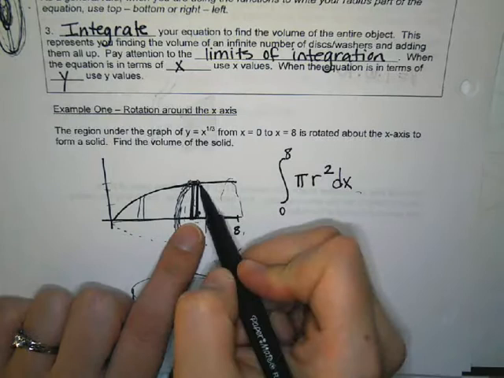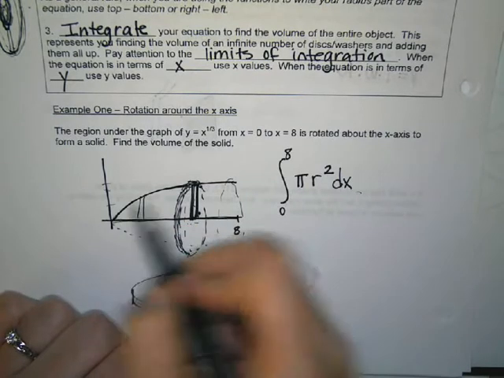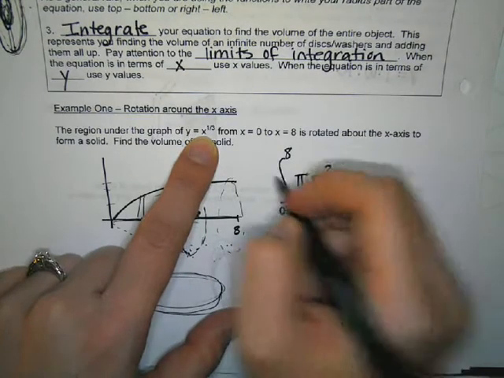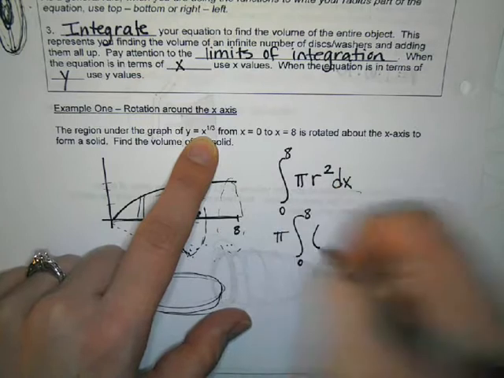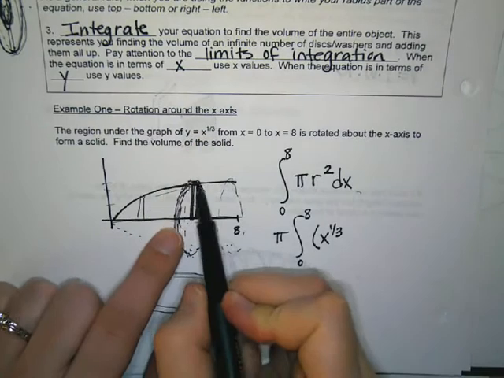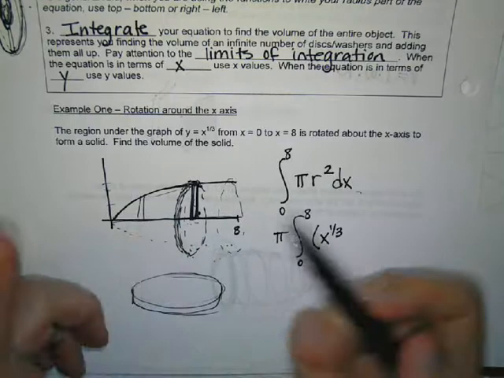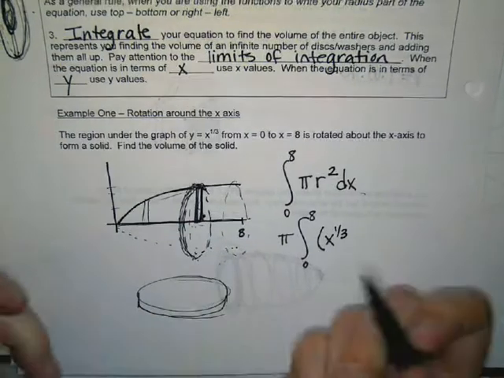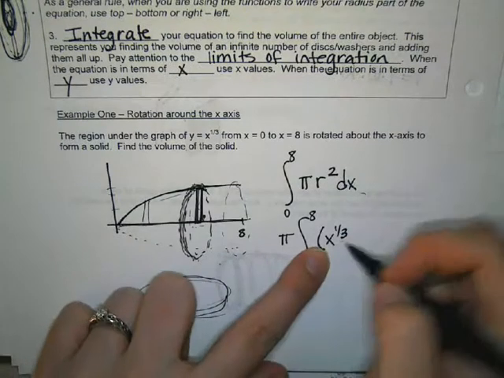So top minus bottom, that's how we're going to write the radius here. Top value is the function. So we're going to put in x to the 1/3. Now I'm going to move that pi out front just so you know. That's a constant. So we have x to the 1/3. Now to get the length, you usually have to take the higher value and subtract the lower value. But in this case, my lower value is 0. So we don't have to put in my 0. So top minus bottom just gets me x to the 1/3.